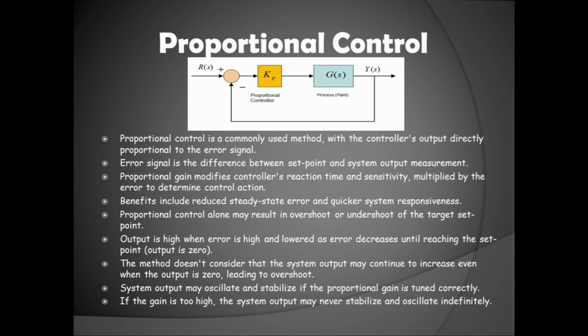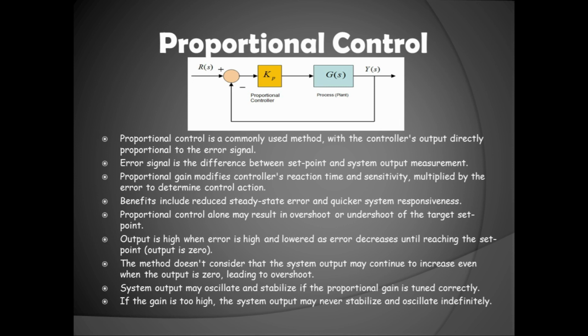I'll say it again because this is really important. The error signal is the difference between the set point and the system output measurement. The proportional gain, which modifies the controller's reaction time and sensitivity, is multiplied by the error to determine the control action. Reduced steady state error and quicker system responsiveness are two benefits of proportional control, though it does not take into account the rate of change of the error. Using it alone might result in overshoot or undershoot of the target set point.